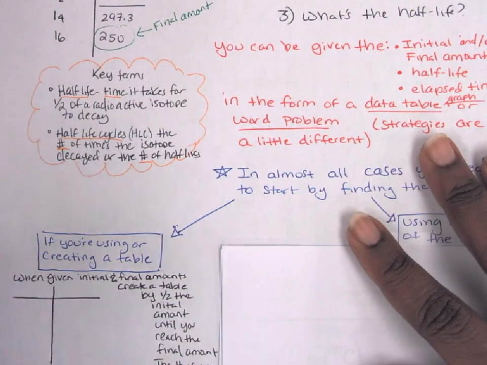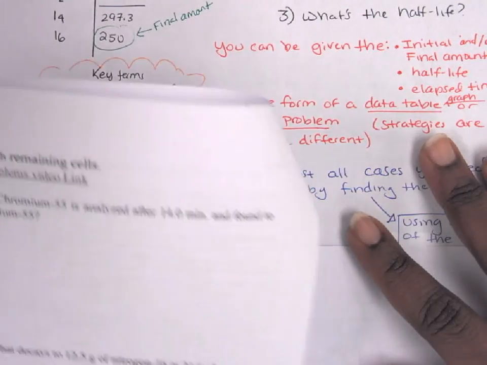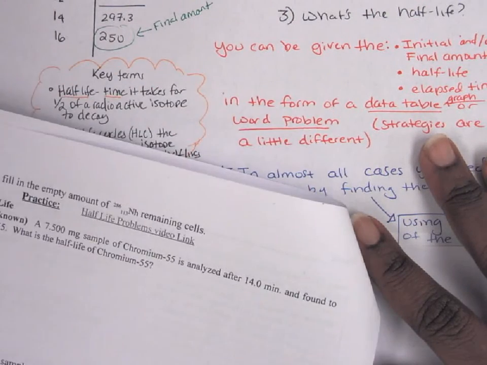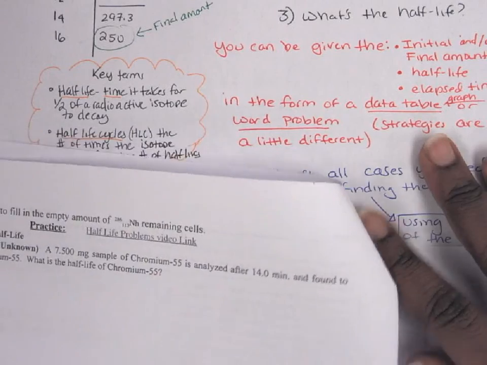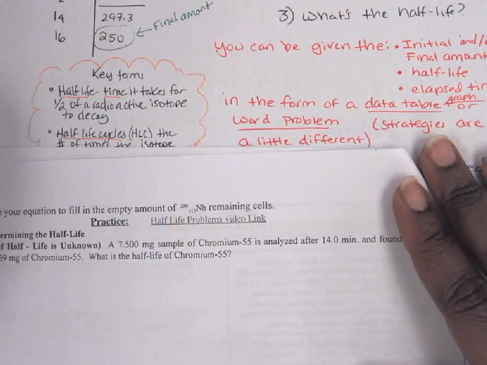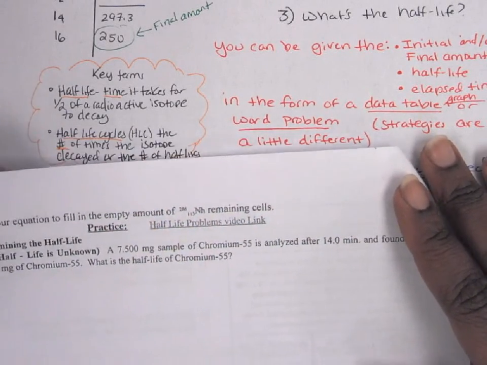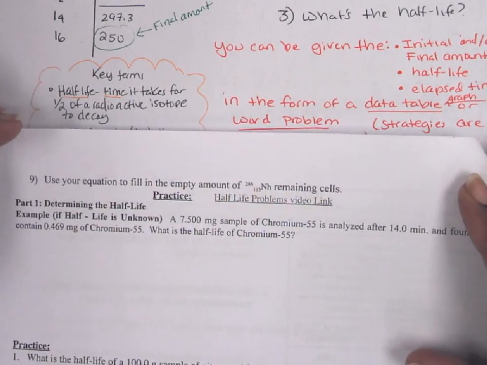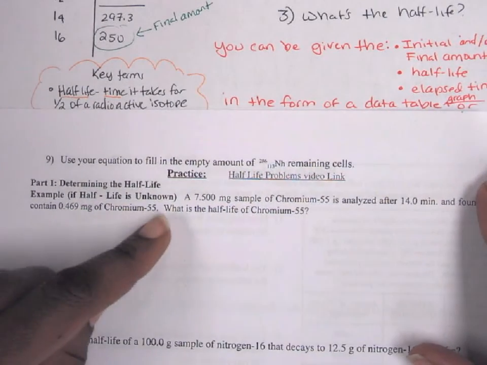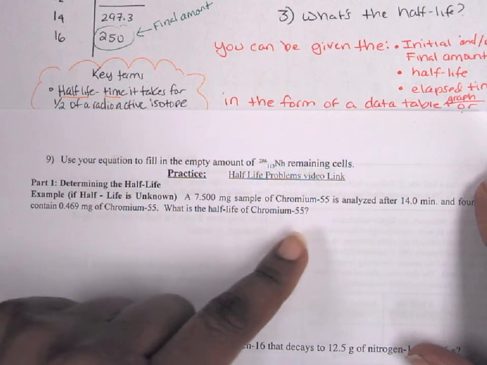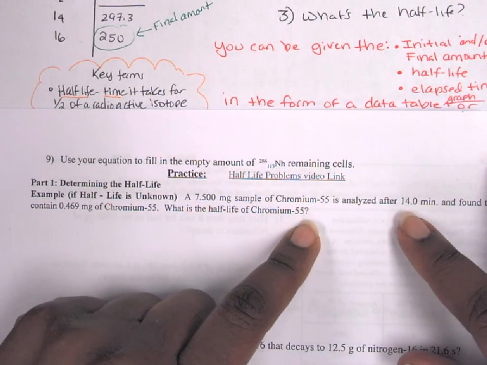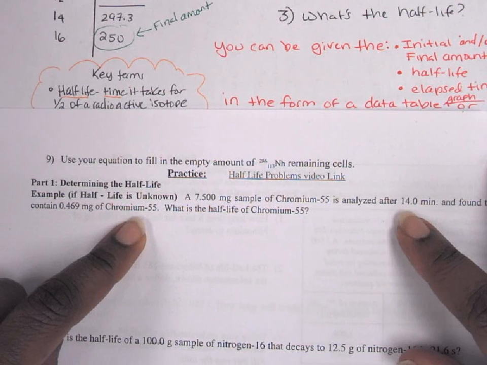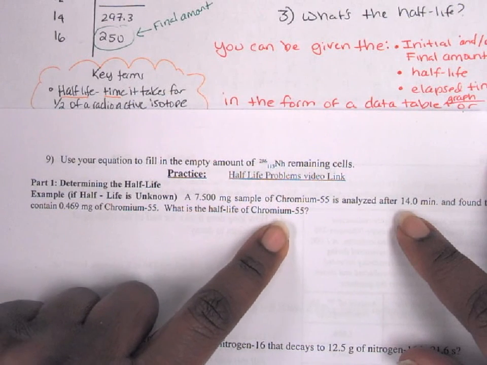And for that, we'll do the one where we're creating a table, since if you're given the table, it's the same process. In fact, it's actually less work, because you don't have to figure out how to create the table. So going back to the example problem part 1, where you're given this information: a 7.5 milligram sample of chromium-55 is analyzed after 14 minutes and found to contain 0.469 milligrams of chromium-55. What is the half-life of chromium-55?